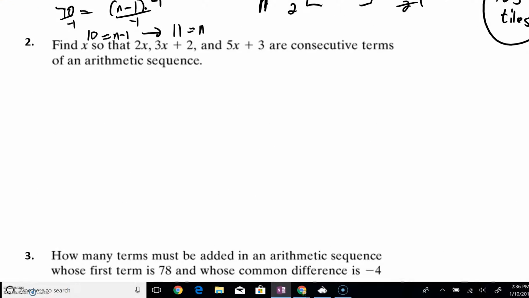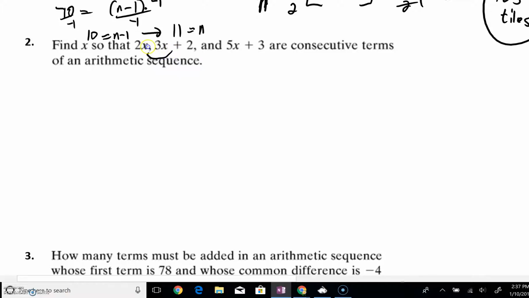Looking at problem 2, we can see that we're given an arithmetic sequence, but it's written very abstractly. Our first term, we don't have a specific number. We're just told it's 2x. The second term is 3x plus 2, and this third term, it very well will continue on, but this third term is 5x plus 3. And as we wrestle with this, we can think, well, how in the world can we find x?